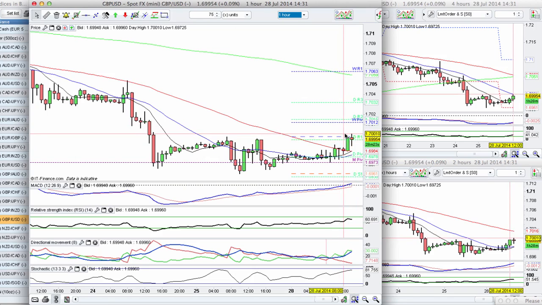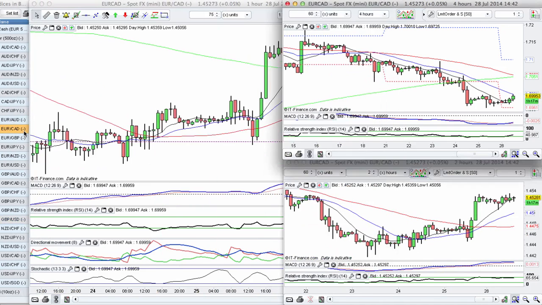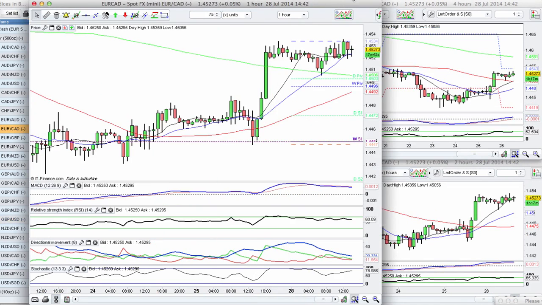So this is another market that is on my list. The last market that I want to share with you is EuroCAD. And with EuroCAD, this actually comes from the monthly. So let's switch into the monthly.